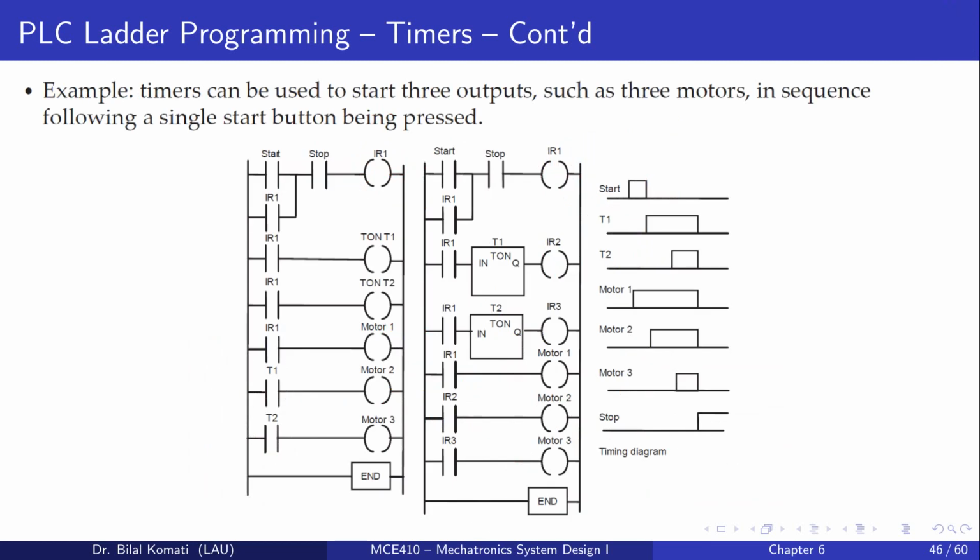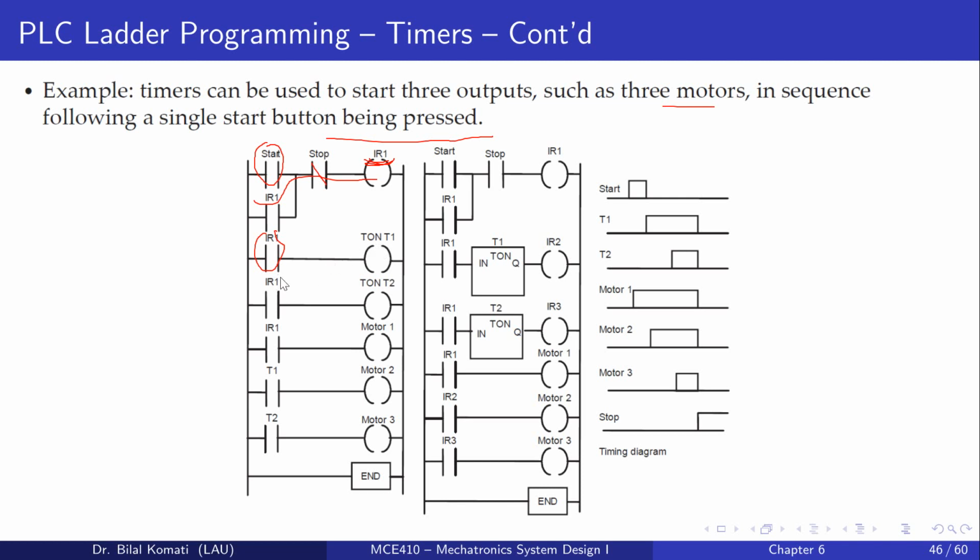Example of timers. Timers can be used to start 3 outputs, for example 3 motors in sequence following a single start button being pressed. So this is an example. We press on start. Here the stop is normally closed in order to operate. If we press on start, we will have an internal relay on, and if the internal relay is kept on, this one will be kept on. So now the internal relay is on, so we will actuate timer T1 as an on delay.